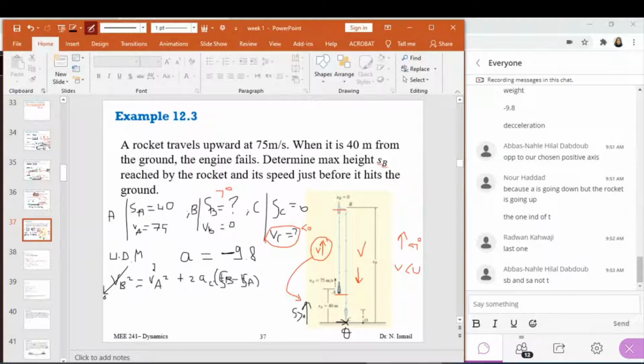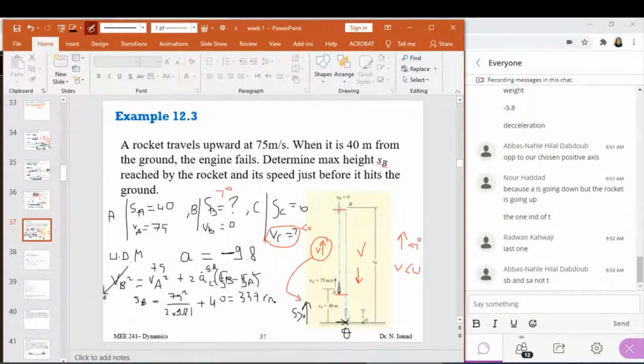Now, VA is 75. AC is negative and it's equal to minus 9.8. SA is known, it is 40, and I'm going to find SB. This means, guys, that SB will be equal to 75 squared over 2 times 9.81 plus 40, right? So I think that this SB will be around 337 meters.